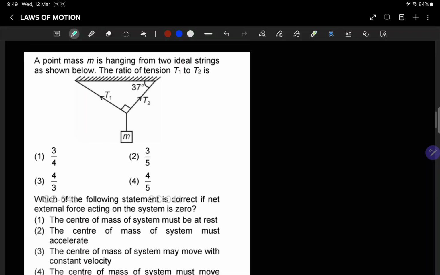Next, one more equilibrium related question, compulsory, students. Very important model. A point mass m hangs from two ideal strings as shown in the diagram. Find the ratio of tensions T1 and T2, equilibrium condition. Here 37 degrees is given with respect to horizontal. Here 37 means this is also 37 degrees. So T2 resolution: T2 cos 37. Yes. Now here 90 degrees is given in the question, so this angle must be 53 degrees. Here 53 means this is also 53 degrees.